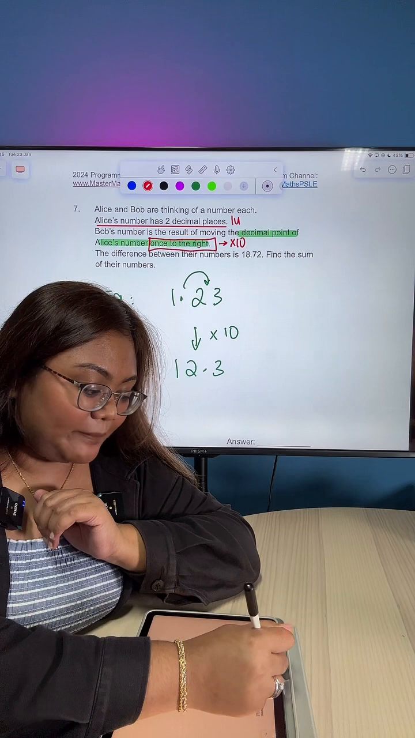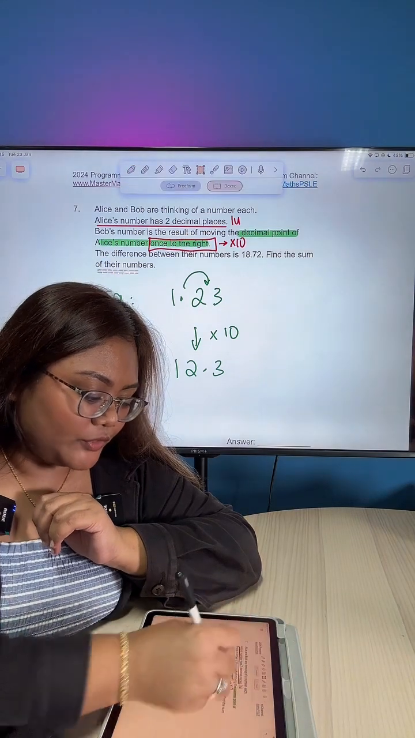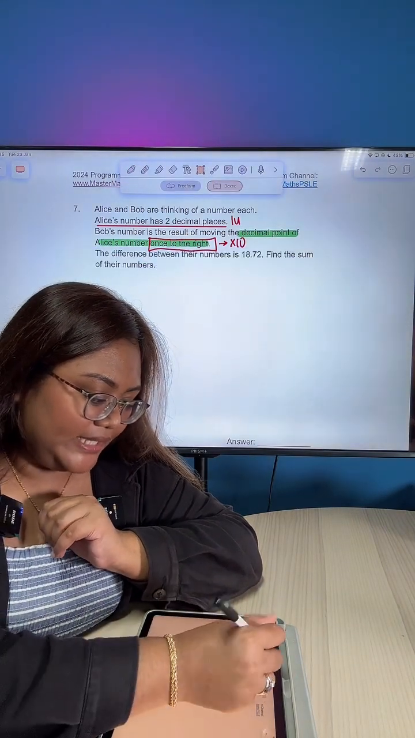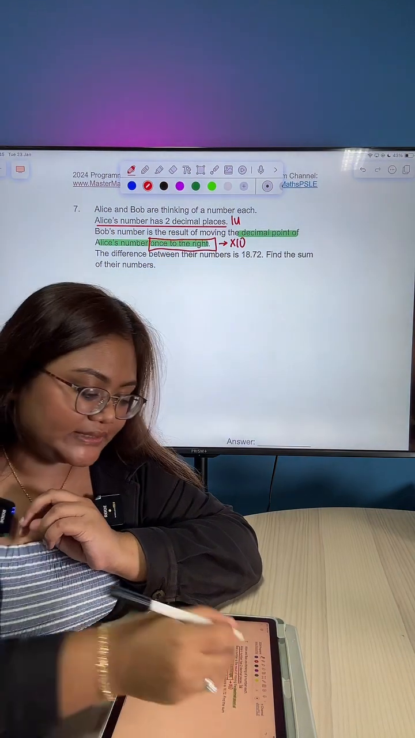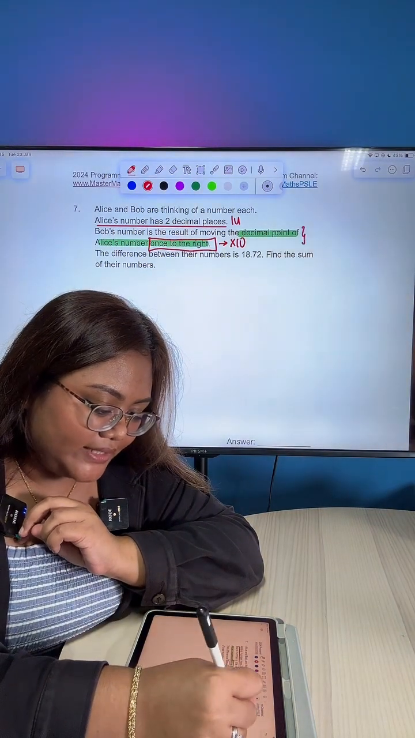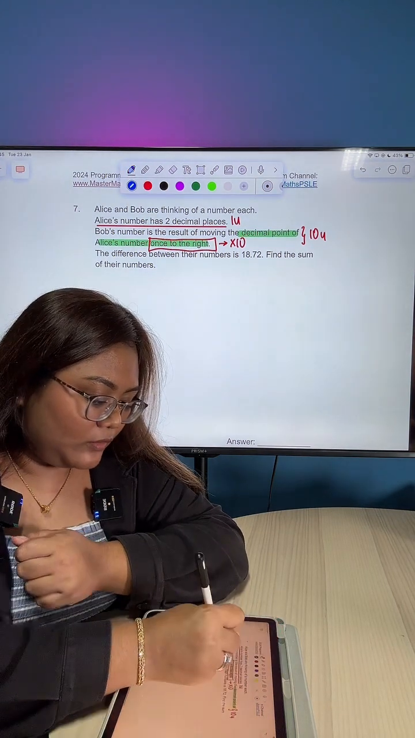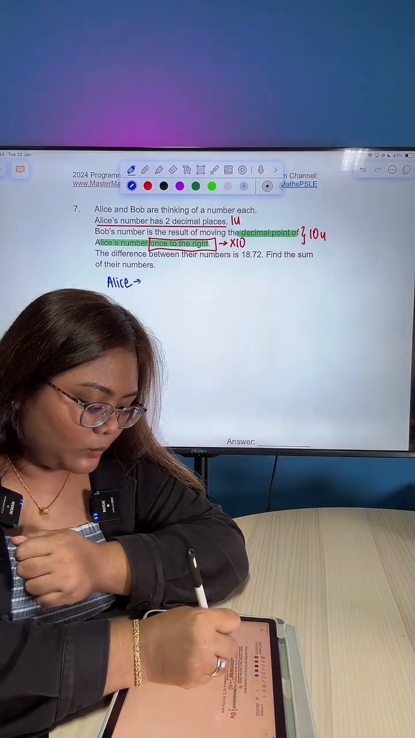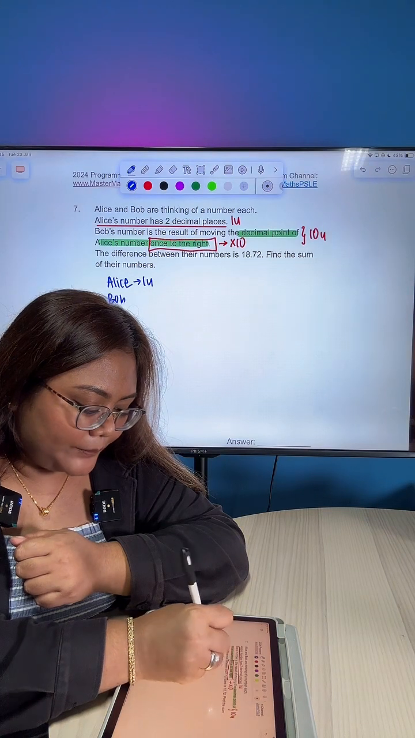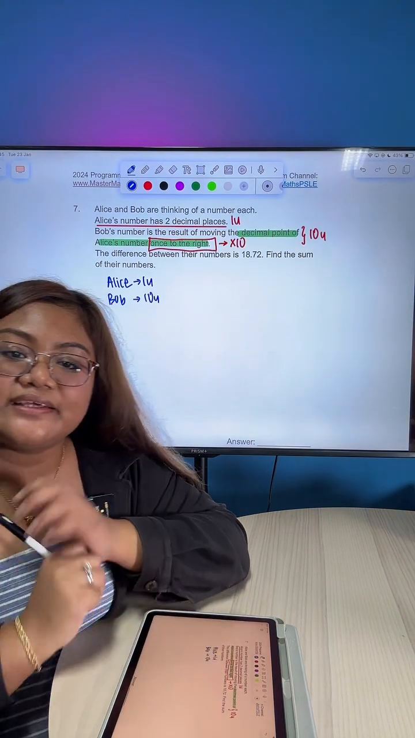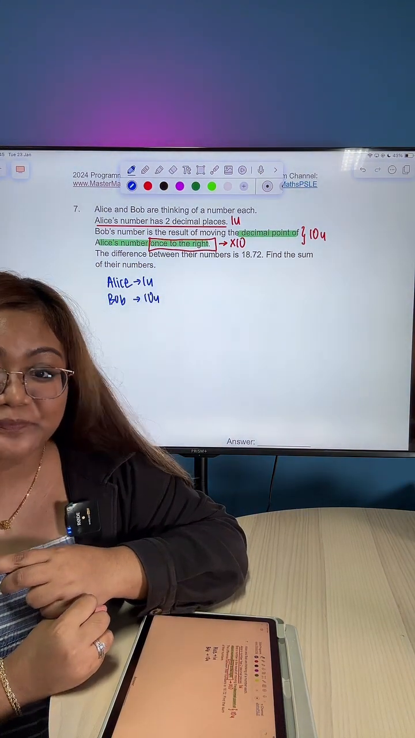Okay, so I multiply by 10 already. Then what do I do? When I multiply by 10, from 1 unit, I multiply 10, I am going to get 10 units. Right? So now I know Alice's number is 1 unit. Bob's number is 10 units. Isn't it easy now? Okay?